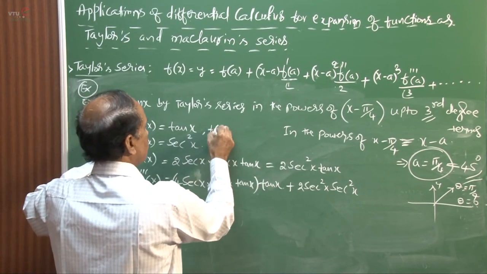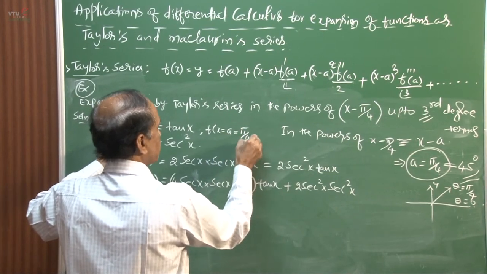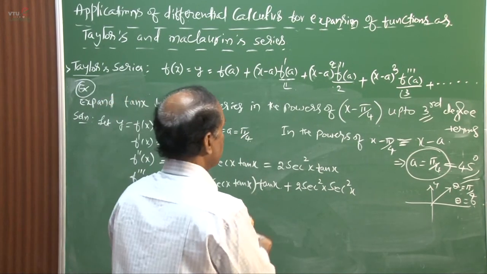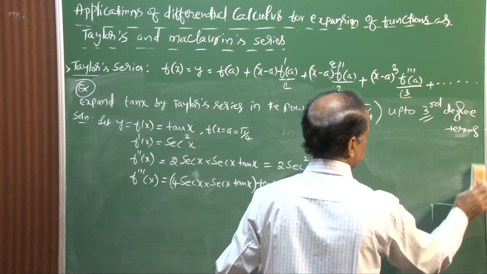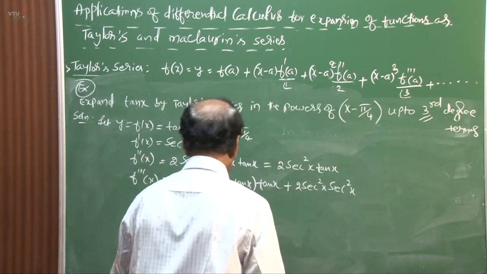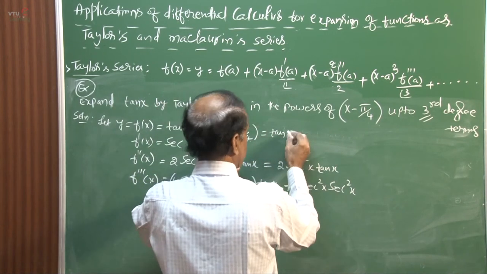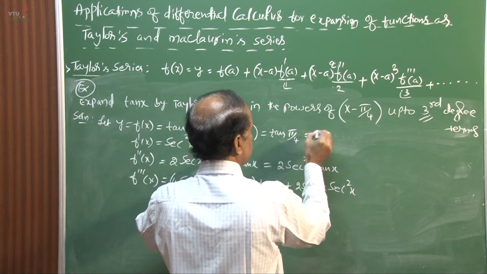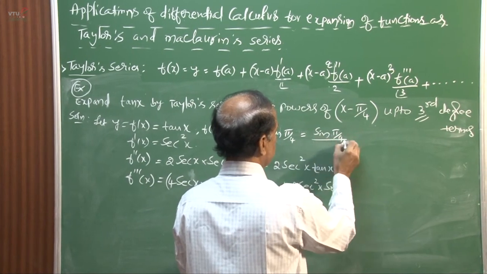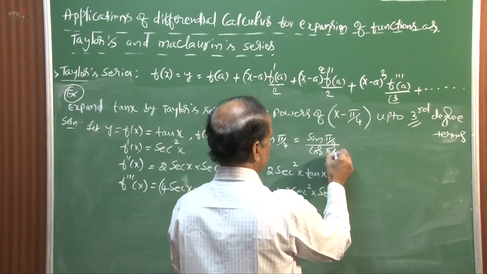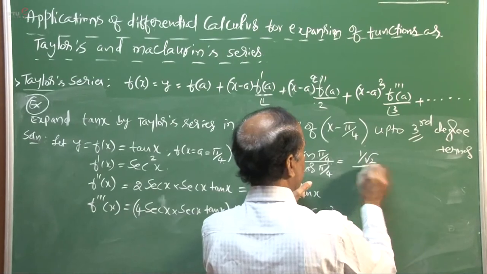Then f of x at x equal to a equal to pi by 4. What is that value you are going to get? Pi by 4, that means tan x means tan pi by 4. What is tan pi by 4? It is sine by cos. Tan of 45 degrees should be sine pi by 4 divided by cos of pi by 4. What is sin pi by 4? 1 by root 2.